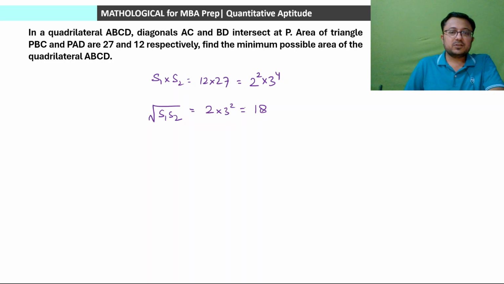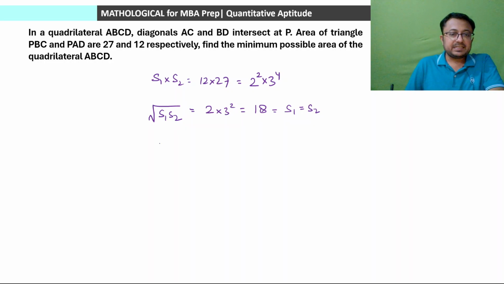ठीक है, so both numbers should be equal to 18. If both S1 as well as S2 are equal to 18, in that case sum of areas will be minimum. If both S1 and S2 are equal to 18, then sum will be minimum.